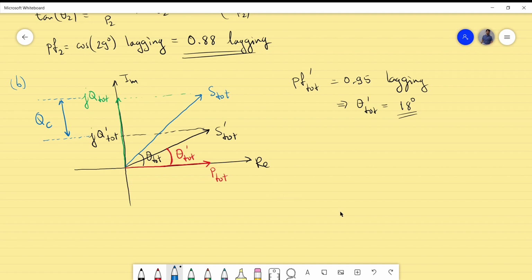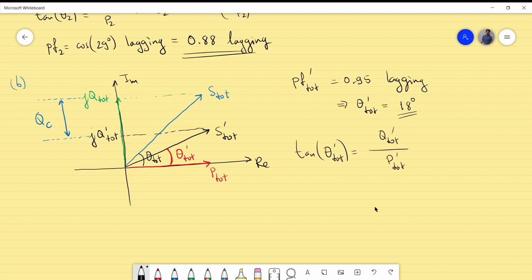So let's first calculate the situation for Q total prime. How can we do this? Let's first use this triangle, because we know this arrow from this point to that point is exactly from this point to that point. So that means the following. I can write the tangent of theta total prime is Q total prime divided by P total prime. This is actually the basic formula.